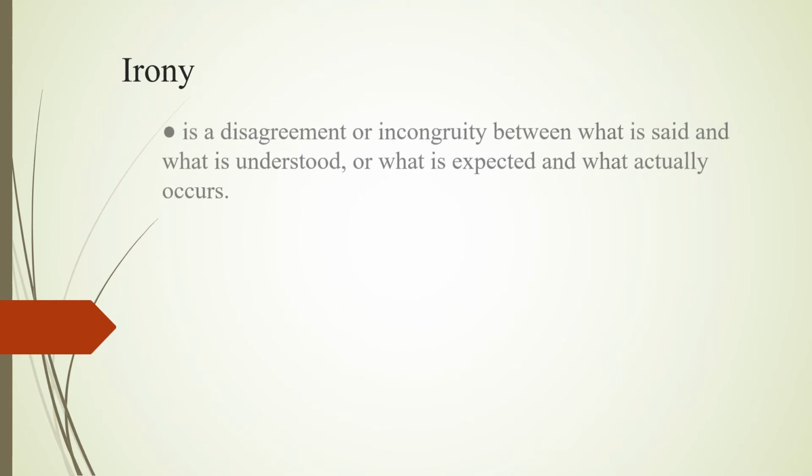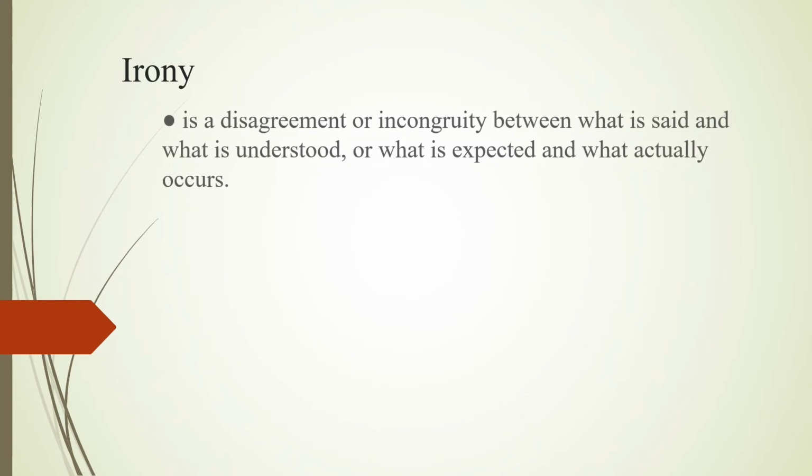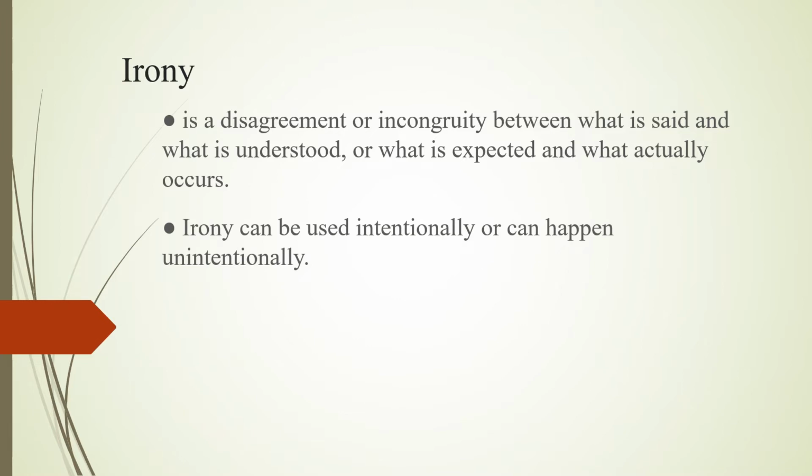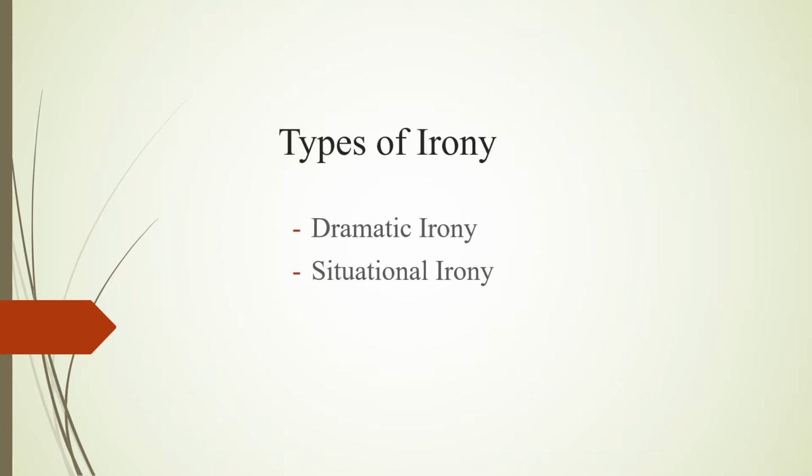So we have irony. Irony is a disagreement or incongruity between what is said and what is understood, or what is expected and what actually occurs. Irony can be used intentionally or can happen unintentionally. We have three types of irony. We have dramatic, situational, and verbal.